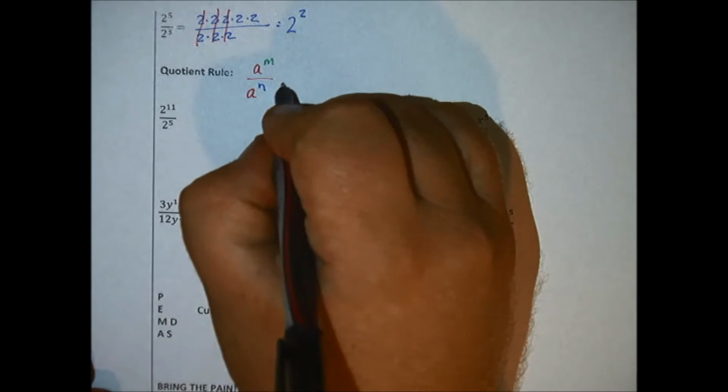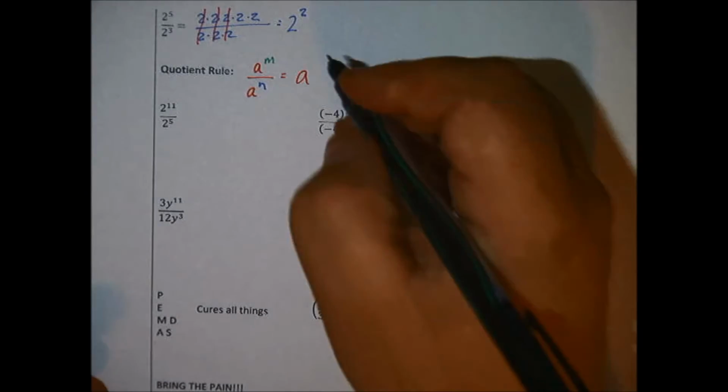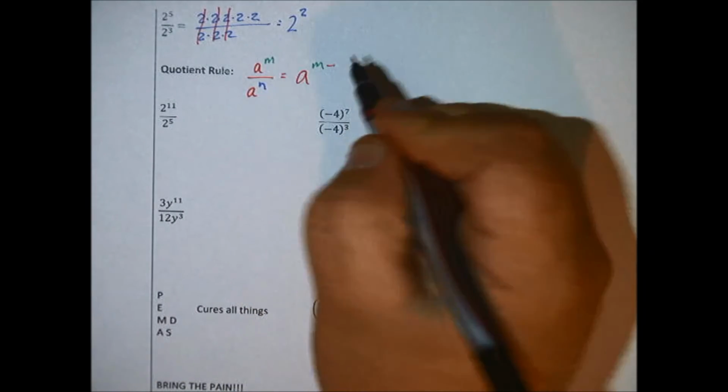That's going to equal a to the m minus n. Okay, a lot of work switching colors here, but I'm doing it for you guys so that everything's hopefully making a little bit of sense.